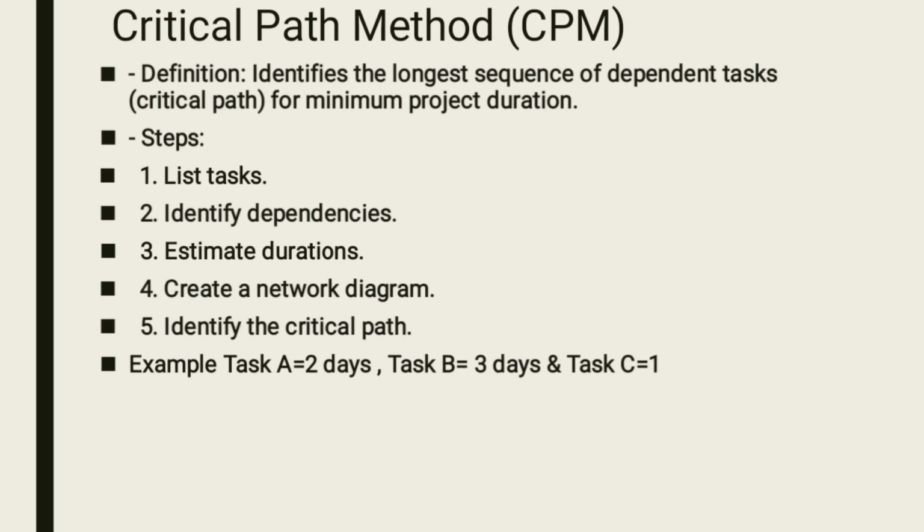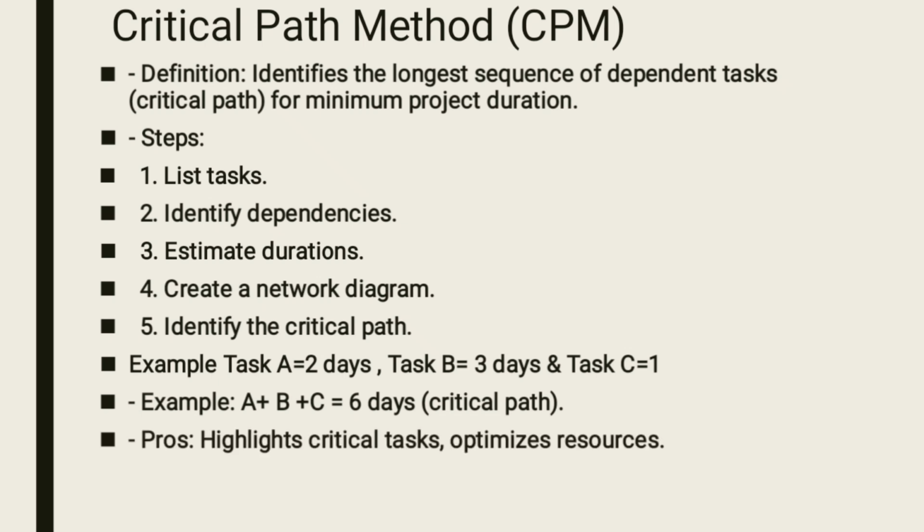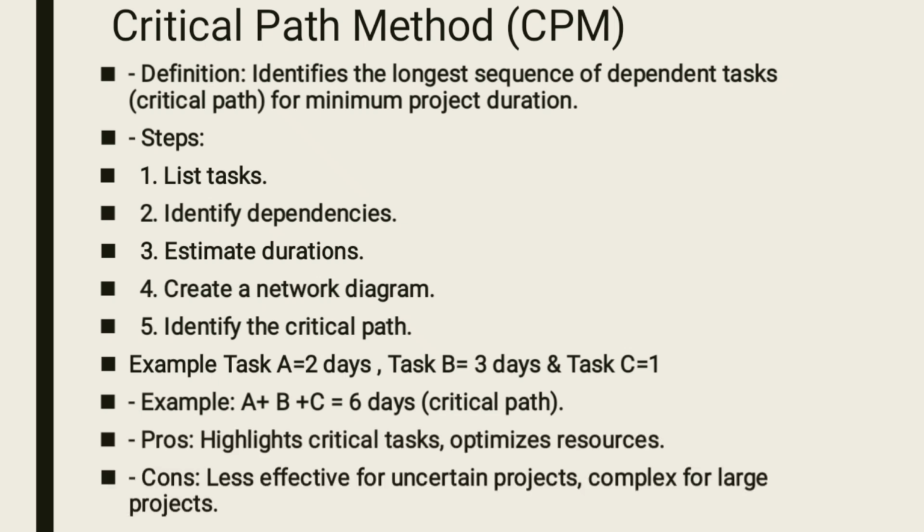So let's say the longest sequence here has 3 tasks, task A, B, and C. Task A is taking 2 days, task B is taking 3 days, and task C is taking a day. That means for our critical path, we're going to say 2 plus 3 plus 1, which is 6 days. That means our critical path is 6 days.